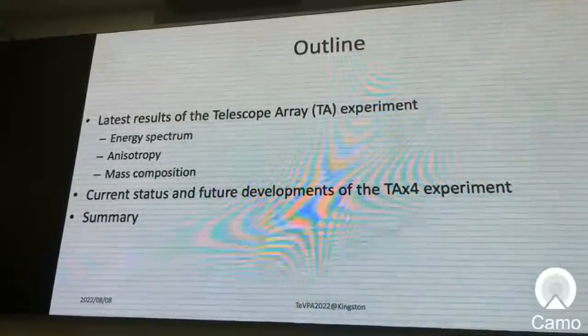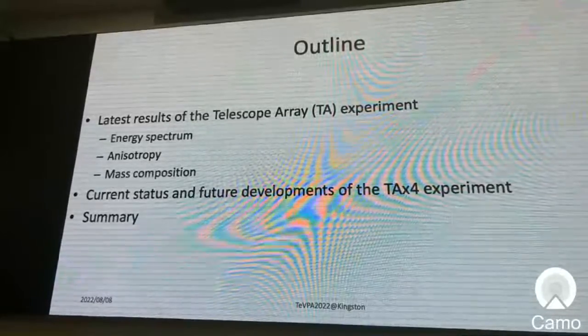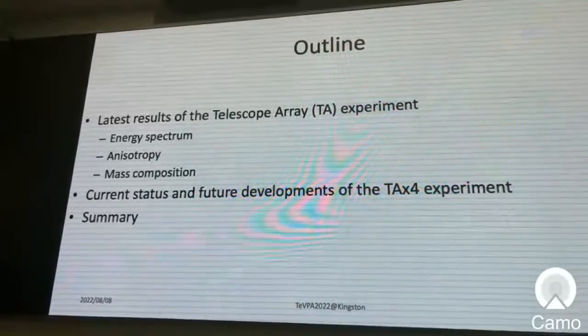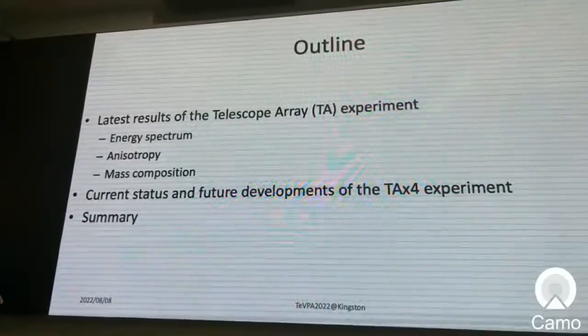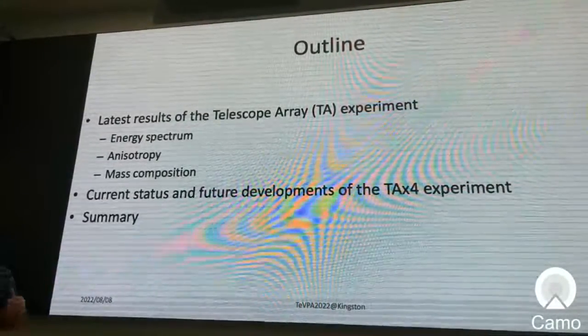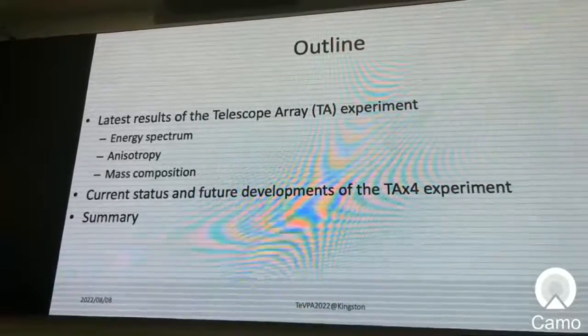That will be related to unknown origins of ultra-high energy cosmic rays. So I focus on that. And then I talk about the TA times 4 experiment. This is an extension of the TA experiment.